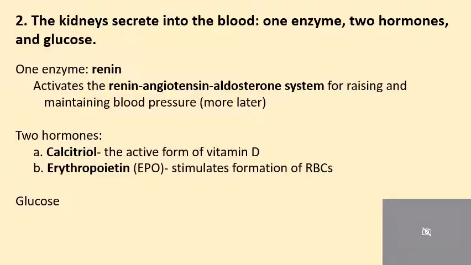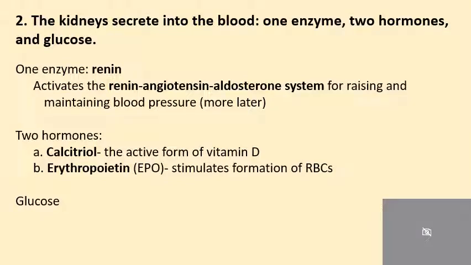Calcitriol is the active form of vitamin D. So we may manufacture vitamin D in our skin. We may eat vitamin D in vitamin D rich foods like eggs and certain fishes. But it's not activated until it passes through the kidneys. And the kidneys secrete that activated form, calcitriol. It is a hormone, and it plays a role in blood calcium homeostasis.